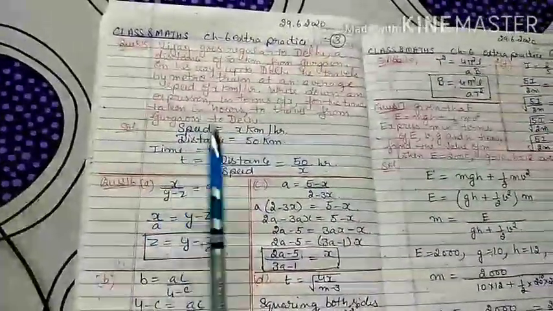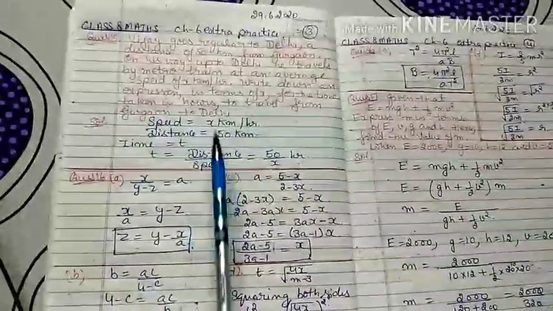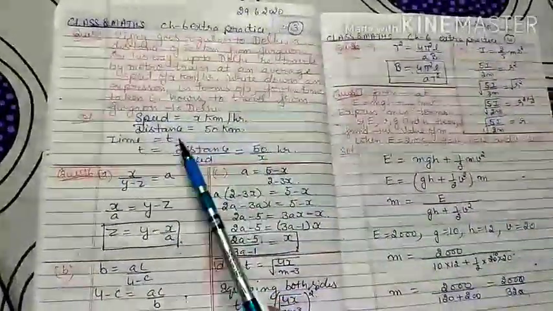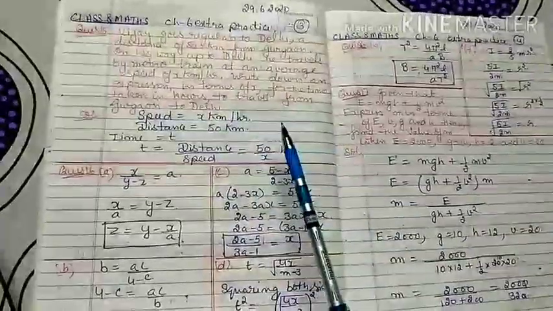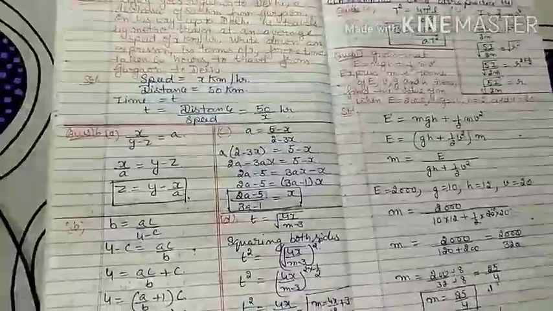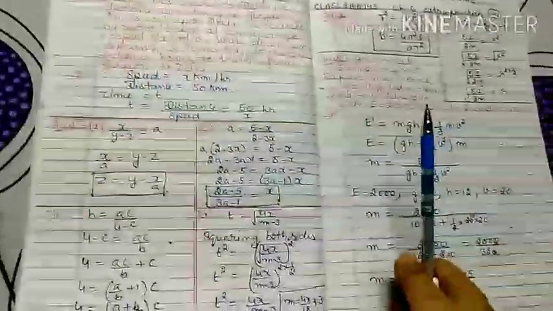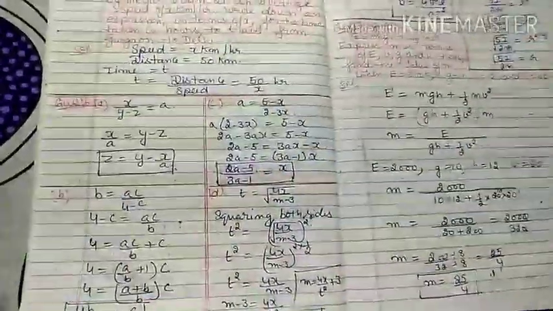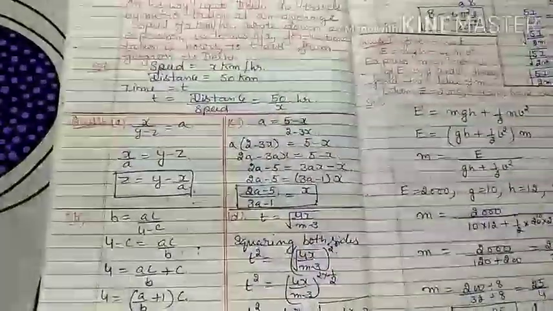You have to find the time. Time is equal to distance upon speed. The speed is given as x km per hour, the distance is 50 km, so distance upon speed is 50 by x hours. Next is your 16th question. You have different formulas there. You have to extract the variable asked for in each formula.